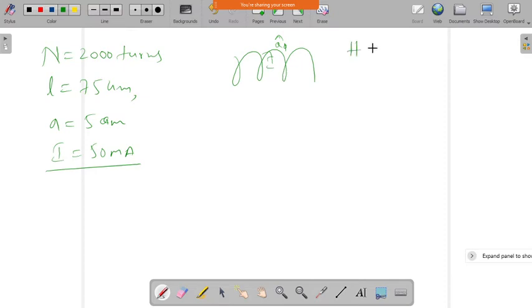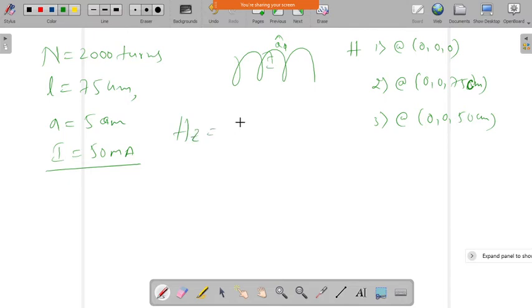Okay, so first one is H at 0, 0, 0. Similarly, we have to find it at 0 comma 0 comma 75 centimeter, and the third one at 0 comma 0 comma 50 centimeter. So now we know the expression: Hz is nothing but nI divided by 2 into cos theta 2 minus cos theta 1.